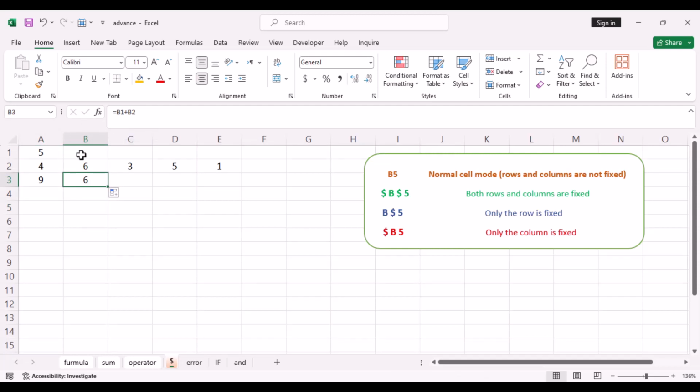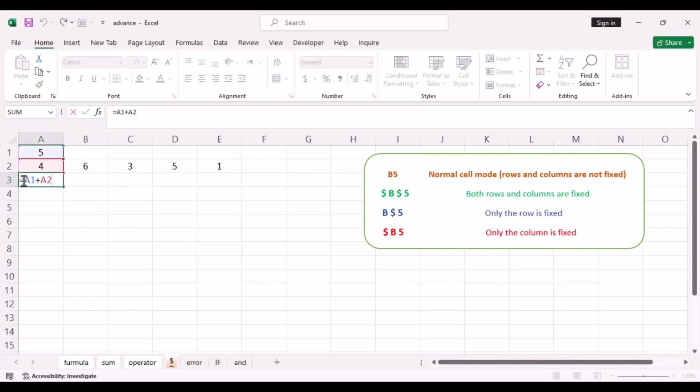In other words, cell A1 has been mistakenly transferred to cell B1, while it should remain on the same column A, for example $A1. So the correct formula in cell A3 equals $A1 plus A2.